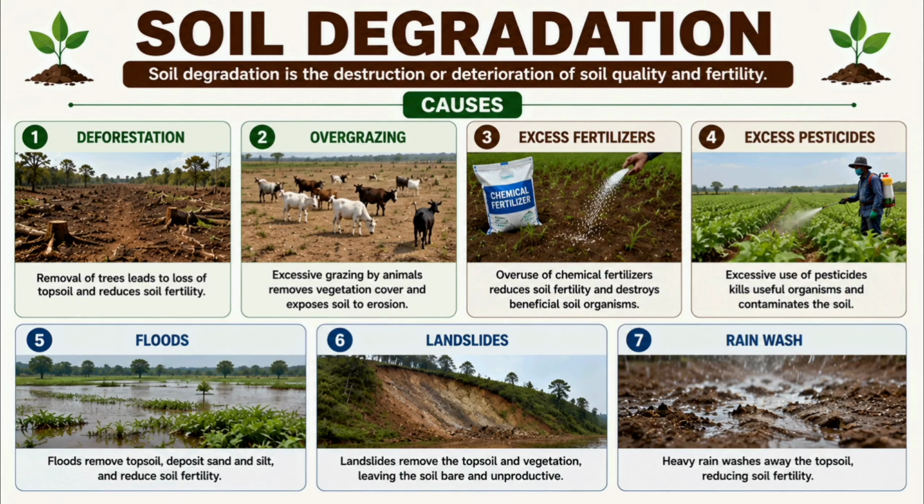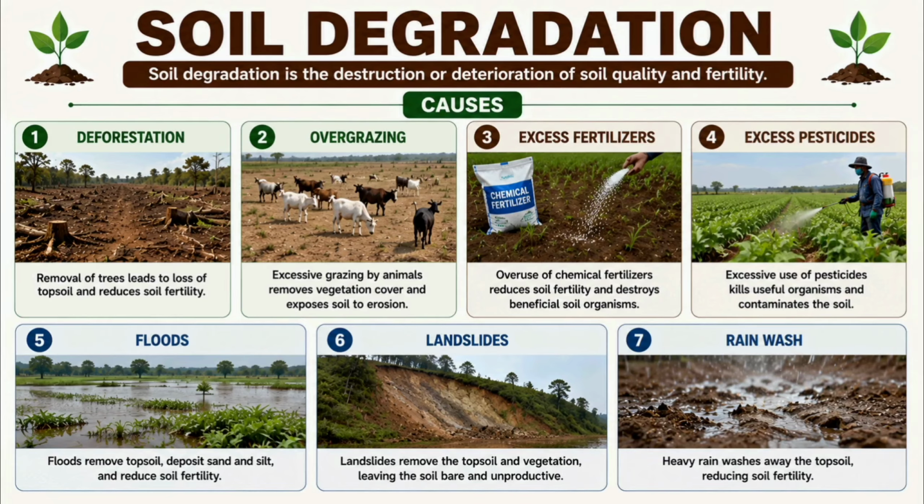Soil degradation. Soil degradation is the destruction or deterioration of soil quality and fertility. Causes: deforestation, overgrazing, excess fertilizers, excess pesticides, floods, landslides, rainwash. Deforestation: removal of trees leads to loss of topsoil and reduces soil fertility. Overgrazing: excessive grazing by animals removes vegetation cover and exposes soil to erosion.